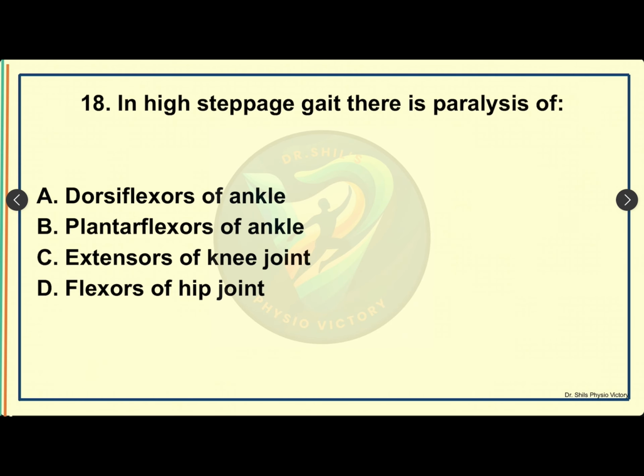Next question, question number 18. In high steppage gait, there is paralysis of option A, dorsiflexor of ankle, option B, plantar flexion of ankle, option C, extensor of knee joint, and option D, flexor of the hip joint. Here, the correct answer is option A, dorsiflexor of the ankle. Tell me in the comment box which nerve injury leads to dorsiflexor weakness.